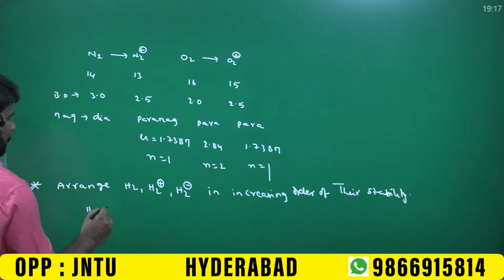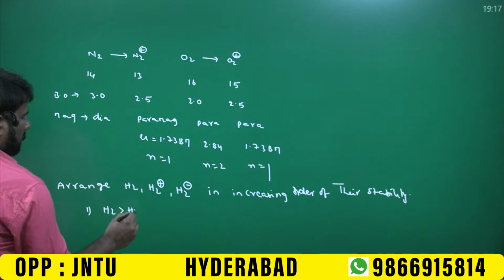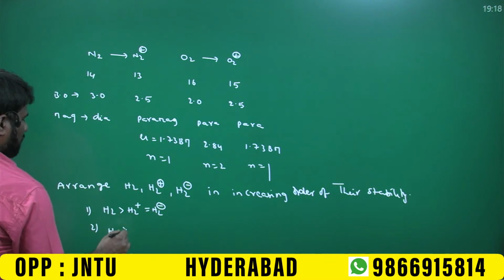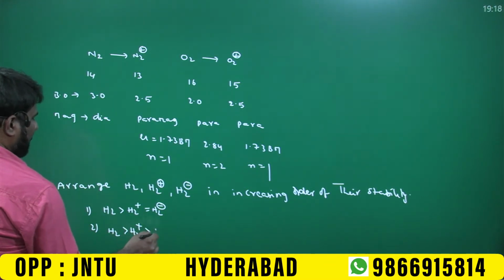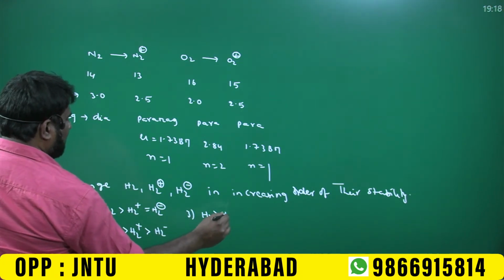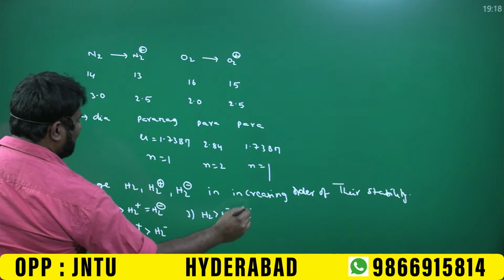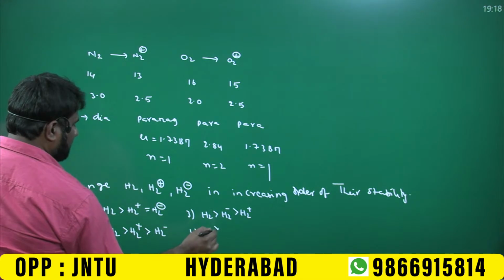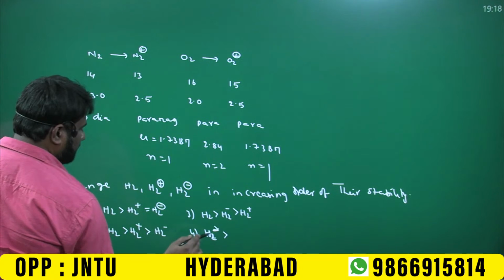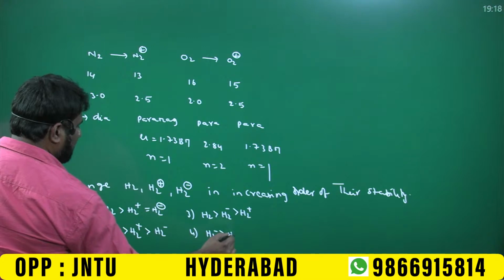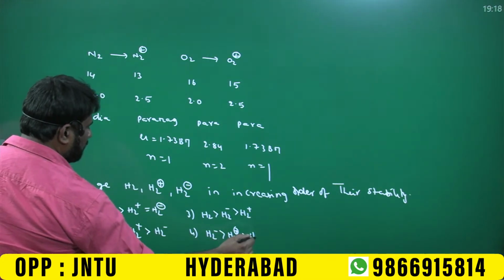Can you say which option is correct? First option: H2 greater than H2 plus equal to H2 minus. Second one: H2 greater than H2 plus greater than H2 minus. Third option: H2 greater than H2 minus greater than H2 plus. Fourth option: H2 minus greater than H2 plus greater than H2.